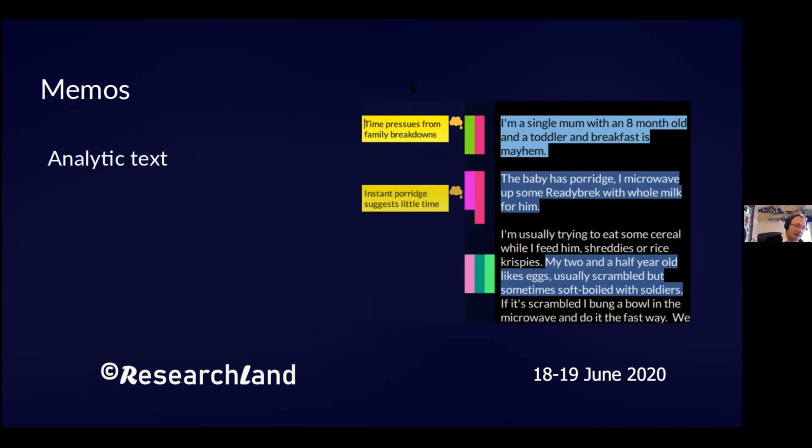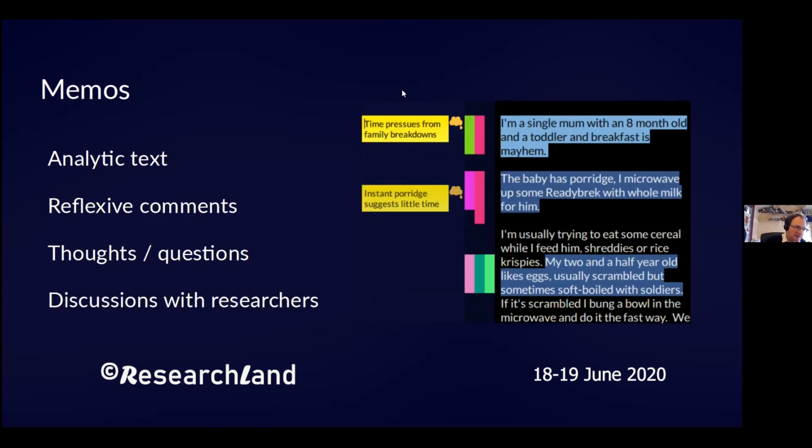So that would be analytic text, your own reflexive comments. So, I'm not sure what this means, or I think this is a very important point. So your own kind of notes to yourself. These might be thoughts, they might be questions that you want to investigate later. And they might also be discussions with other researchers. So for example, use this if you're collaborating with someone else, or if a supervisor has some questions, you might use the memo feature.